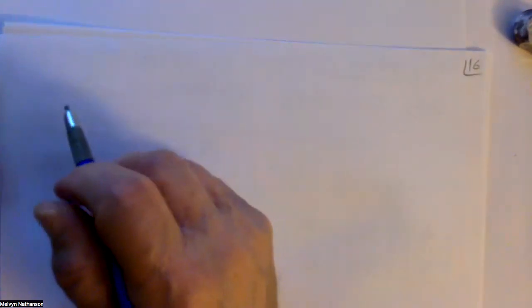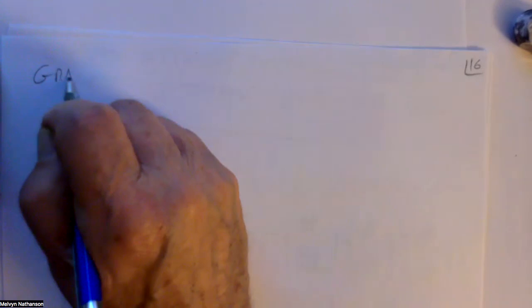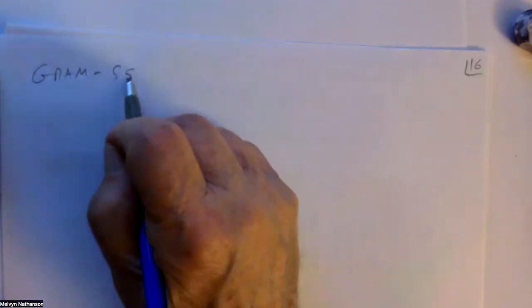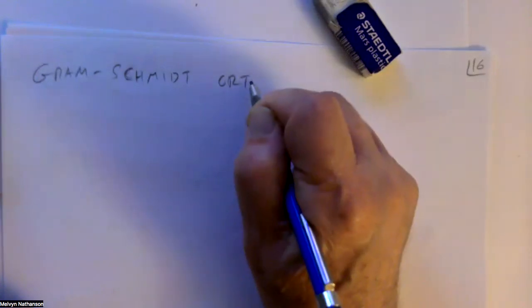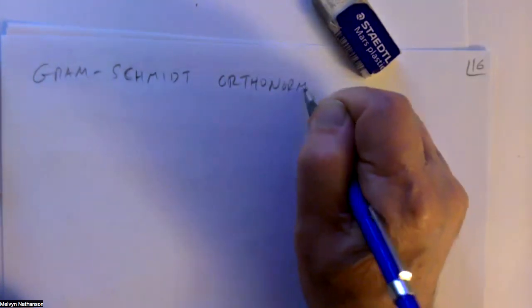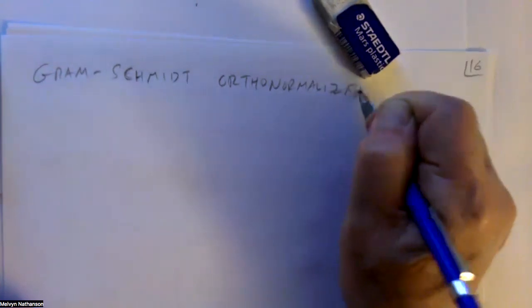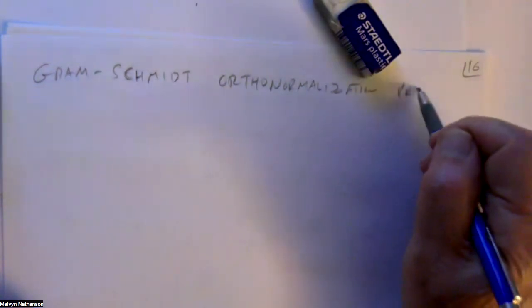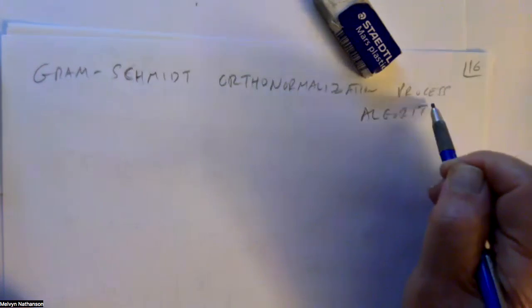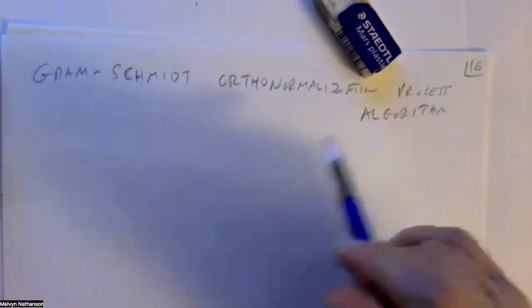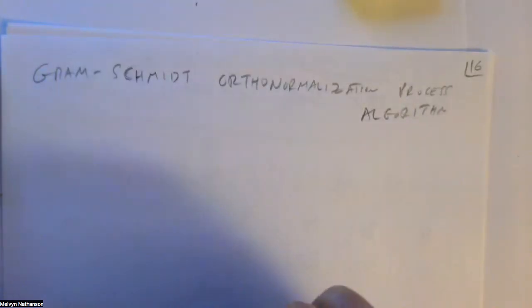So there is a method called the Gram-Schmidt orthonormalization process. Or if you like computers, you can call it an algorithm. This is a step-by-step way, given a basis, to construct from it an orthonormal basis.